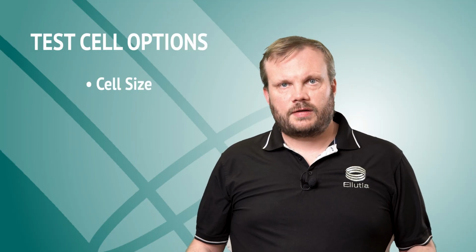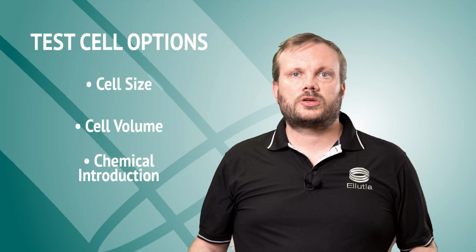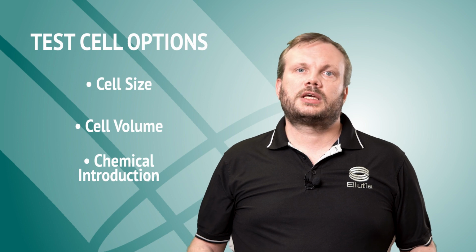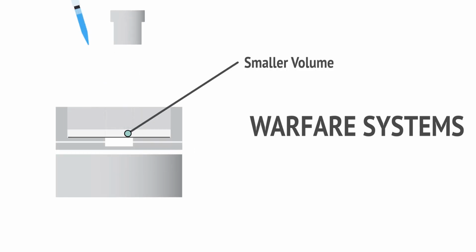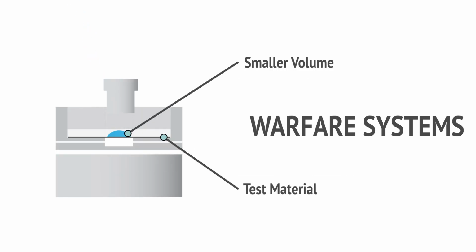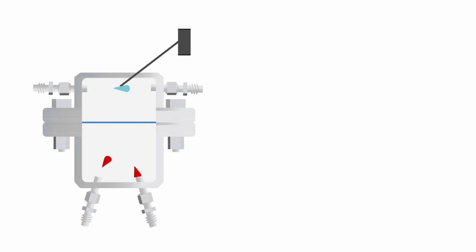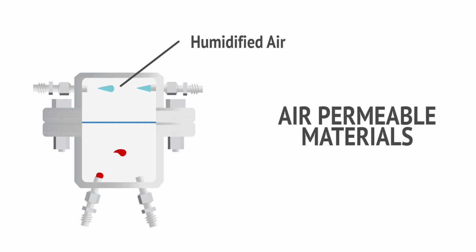Different size cells with different volumes and challenge chemical introduction options are available depending upon which standards you're working to. For example, for the warfare systems, we offer cells with smaller volumes that allow for the placement of a small quantity of challenge chemical onto the test material, rather than filling the entire cell. We even offer cells with a supply of humidified air that sweeps the top compartment. These are designed for the analysis of air permeable materials.